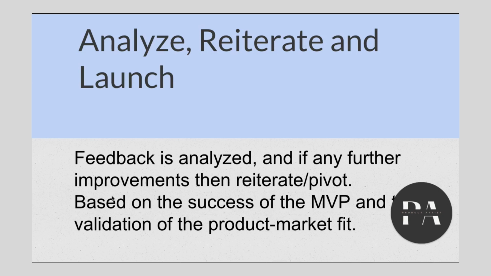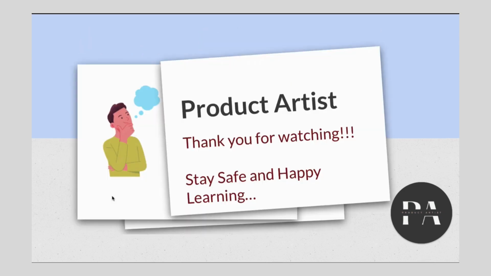So feedback is analyzed, and if there are any further improvements, then reiterate or pivot. So basically, if our users don't like it, they want something else, we will get to know it, and then we'll pivot or reiterate accordingly based on the success of the MVP and the validation of the product market fit. So that's all. That's how an MVP is determined.